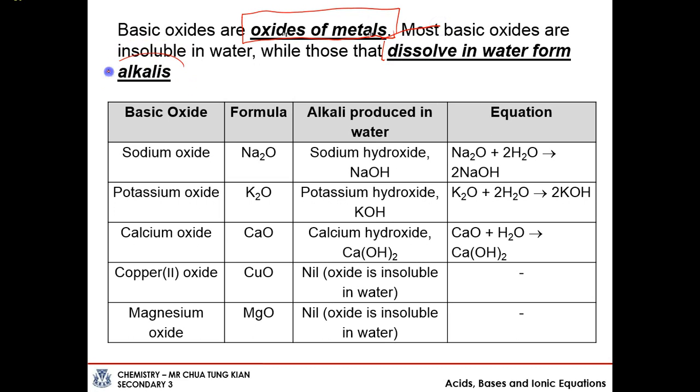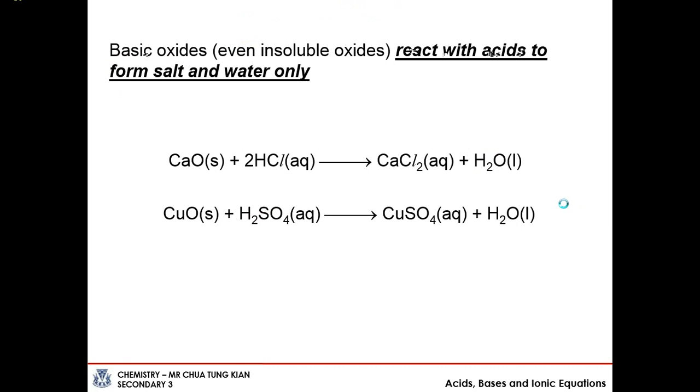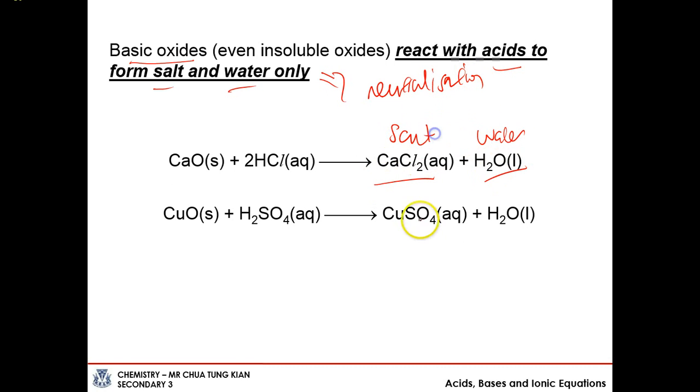Basic oxides, we covered this quite extensively earlier, are oxides of metals, and those which are soluble are known as alkalis. So common oxides and common alkalis. Similar to acidic oxides, basic oxides can react with acids to give us salt and water only. So recall, this is neutralization, and we have salt and water only.